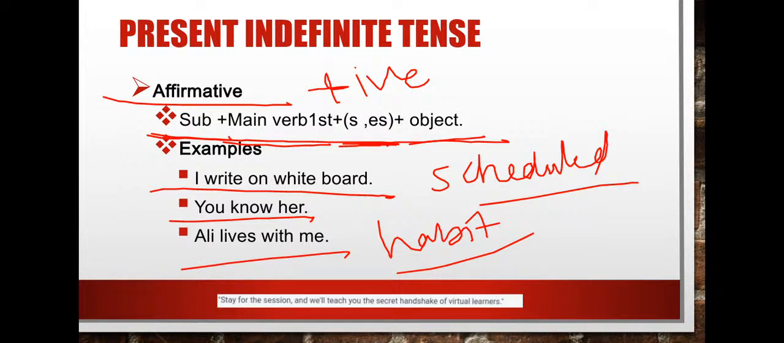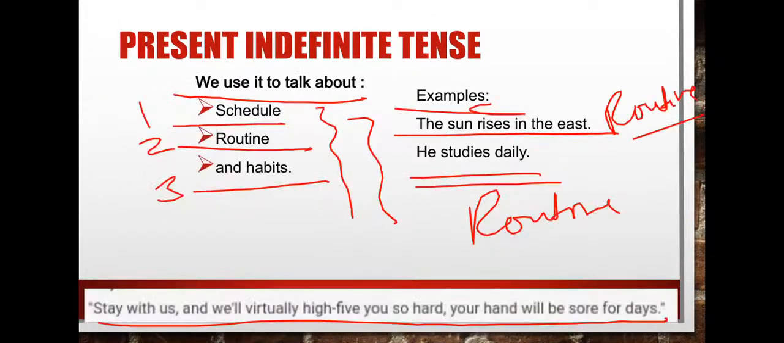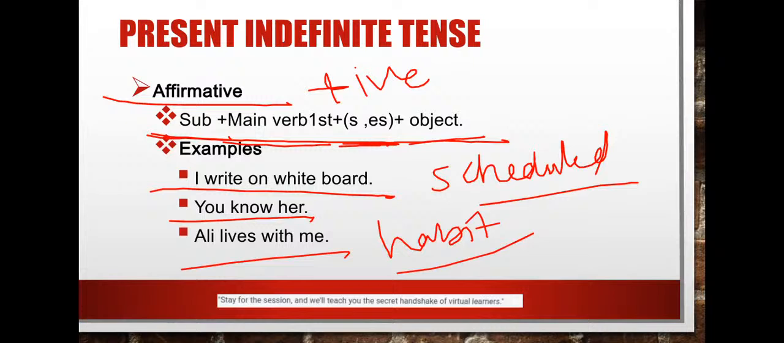And Ali lives with me. Ali lives with me. It's a ritual, it's a habit, or you can say another one is casual, and routine. Like it's a routine to live together. So all these three things have been noticed right here in affirmative. Affirmative means positive sentences that have a positive sense. Now we are going to have the next part that is just opposite to it.